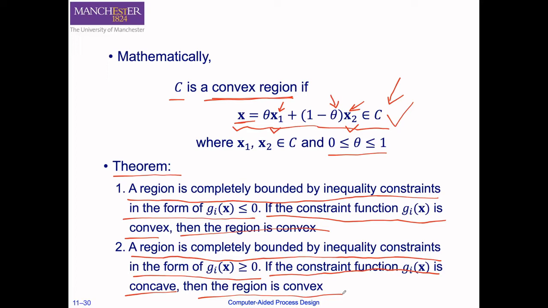To be clear and not confused, I suggest you use the first option. That is, all inequality constraints should be in the form of g_i(x) is less than or equal to 0. If some inequality constraints are in the form of g_i(x) is greater than or equal to 0, then we need to convert these inequality constraints into the form of g_i(x) less than or equal to 0 through multiplying both sides by -1. After that, we determine if the constraint function g_i(x) is convex based on the eigenvalues we have discussed previously. If the constraint function g_i(x) is convex, then the region is convex. Otherwise, the region is not convex.